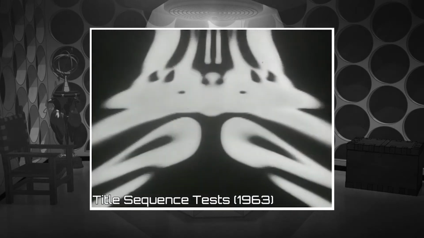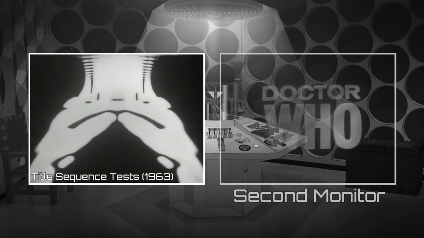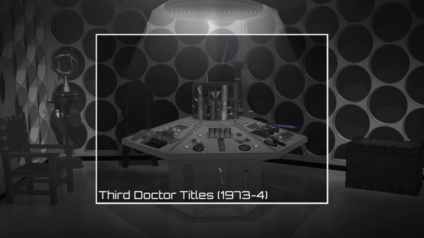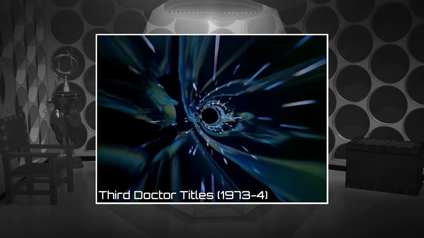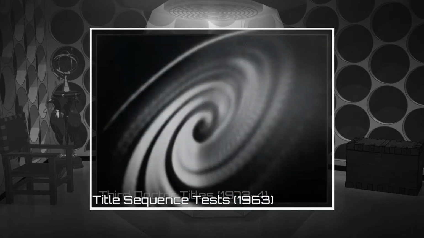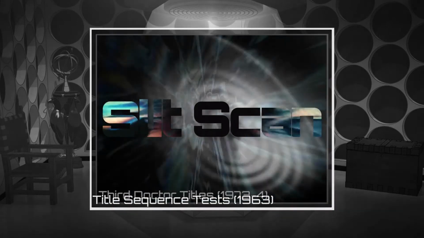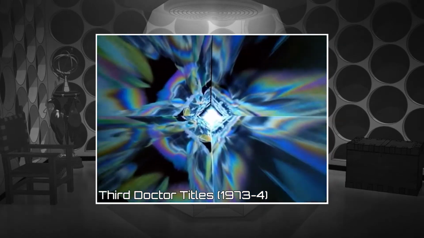For the sequences themselves, a second monitor's output was needed in order to use the logo to generate the effect. After producer Barry Letts commissioned a new title sequence for what would become Jon Pertwee's final season, Lodge wished to create a different effect than previous sequences. He used an effect known as slit scan. Using a rostrum camera and animation stand, the titles were made.